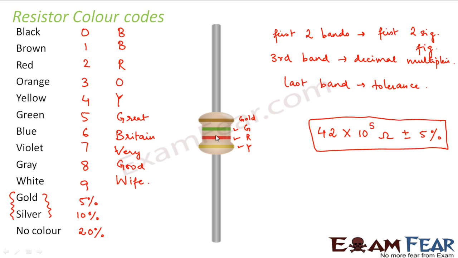Now sometimes it might happen that there are more than 4 bands. In that case, what happens? There is one extra significant figure which gets added here. Let us suppose there had been one more band, say black. In that case, black stands for 0. So it would have been 420 into 10 to the power 5. So I hope you understood how we do it. So please remember this: B.B. Roy of Great Britain has very good wife. This will help you.